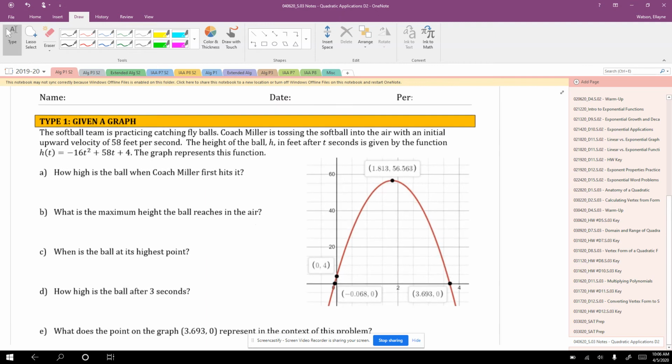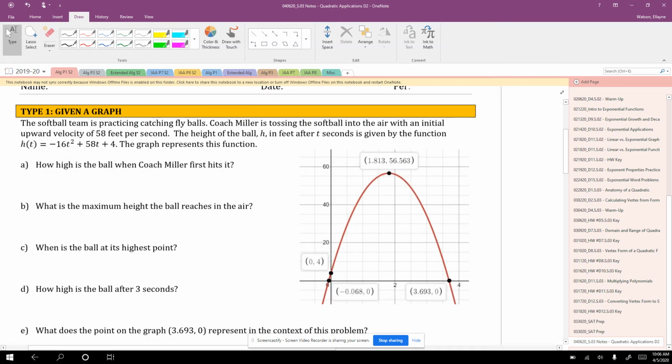Softball team is practicing catching fly balls. Coach Miller is tossing the softball into the air with an initial upward velocity of 58 feet per second. The height of the ball, h, in feet after t seconds is given by this function: h of t is equal to negative 16t squared plus 58t plus 4. And we have a graph here that represents this function, and a couple of the key points on the graph are highlighted and given to you. Okay, so first question, how high is the ball when Coach Miller first hits it?